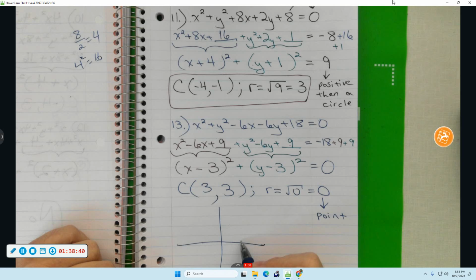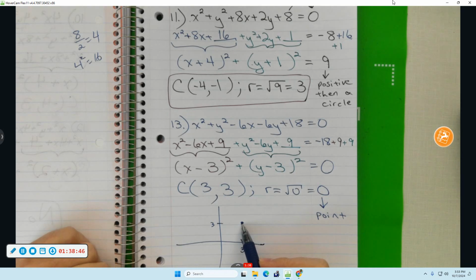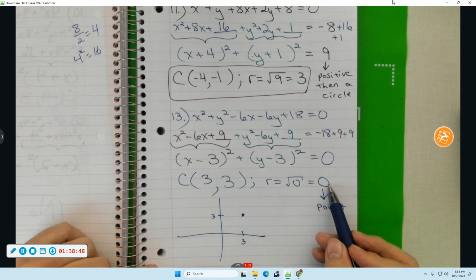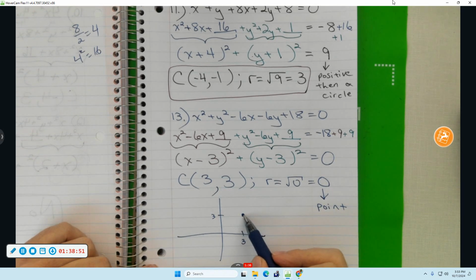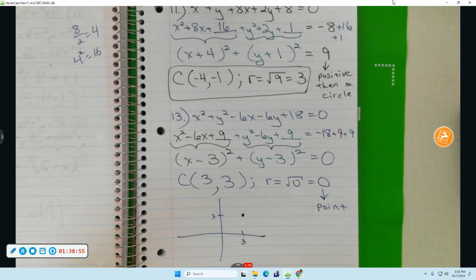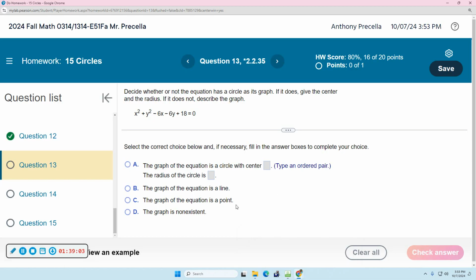Here's your XY grid. You go 3 right, 3 up. There's the center. There's your center point. But how many units do you move up, down, left, right? None. You're just left with that center point. That's all you have. So I want you to say that the graph is a point. We can be more specific though. We know it's this center point, the point 3, 3, but all they want us to say.